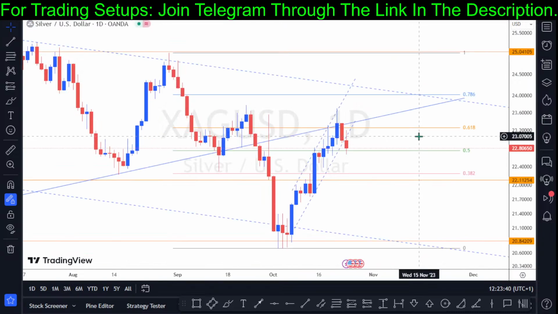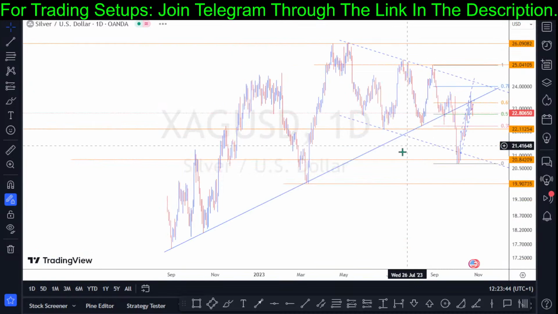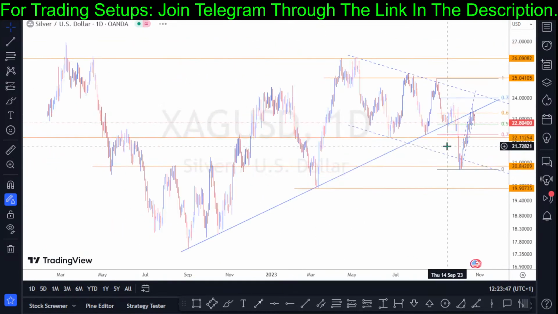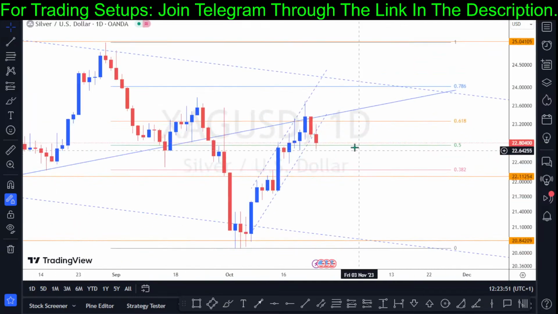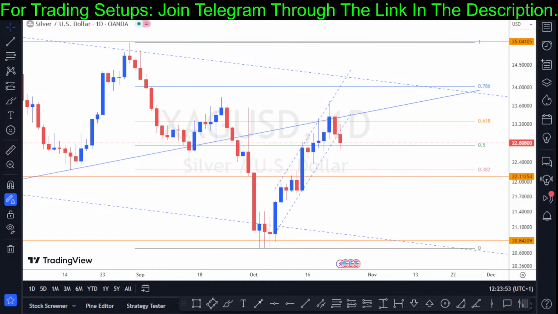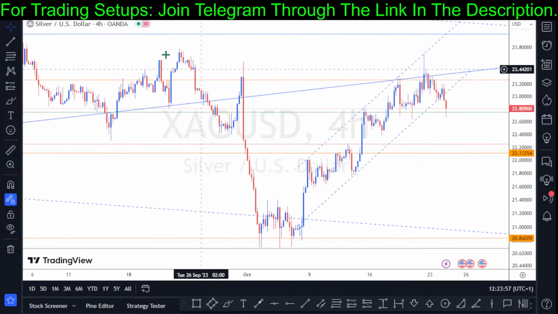As well, let's check on silver. Silver as well, I can figure out a test of this rising channel which was being broken right here, but I am not comfortable. I am not interested to sell silver as well.